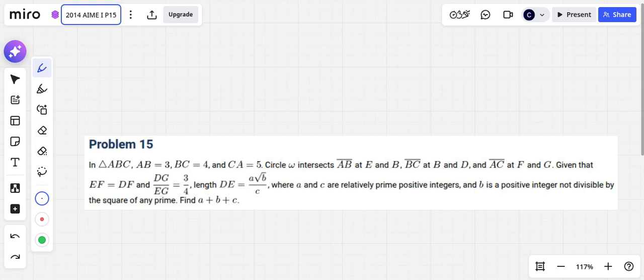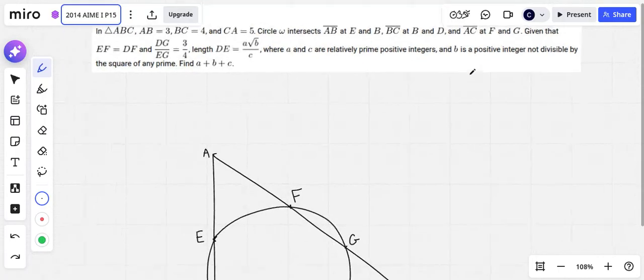length DE equals A square root of B over C, where A and C are relatively prime positive integers and B is a positive integer not divisible by the square of any prime. Find A plus B plus C. So we need to find DE in simplest form.